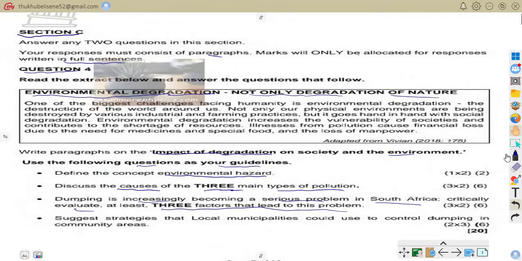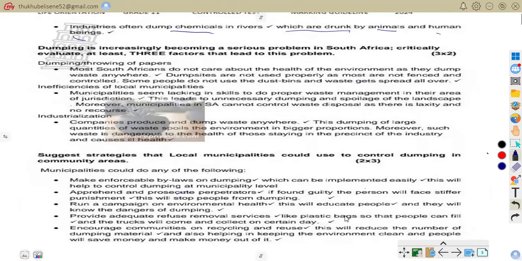The other question is the one we were on before we realized that we skipped the other type of pollution. We are asked that dumping is increasingly becoming a serious problem in South Africa. Critically evaluate at least three factors that lead to this problem. So now we can go to our answers. We are to evaluate at least three factors that lead to this problem.